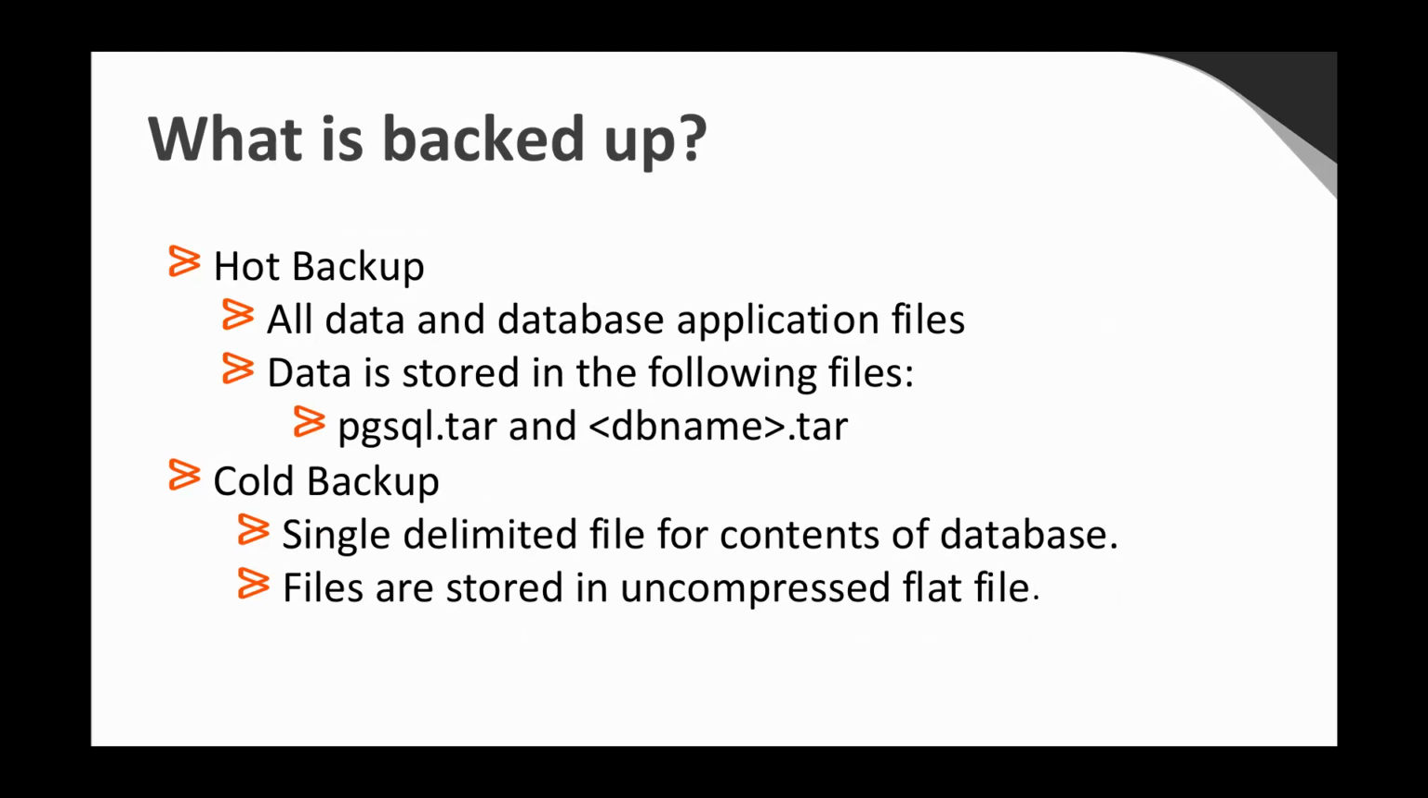What is backed up? During hot backup, we do a full backup, not just the database contents. We back up the application files as well. Each change is also saved. Those files are called archives. The path to write is chosen by the user. The files created during the backup are pgsql.tar and dbname.tar. This backup is like a snapshot from the moment that you execute it. The files created can be read. They're uncompressed.